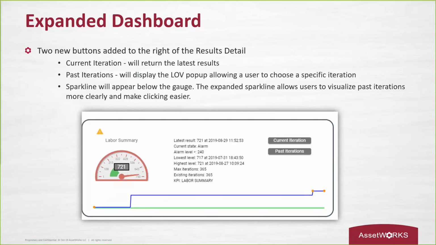We also added 2 new buttons for the results detail, current iteration and past iteration. This will pop up and you can choose a specific iteration. The spark lines will appear below the gauge, and it allows users to visualize past iterations more clearly, and it's easier to click on it.